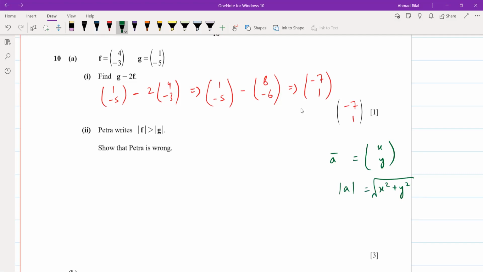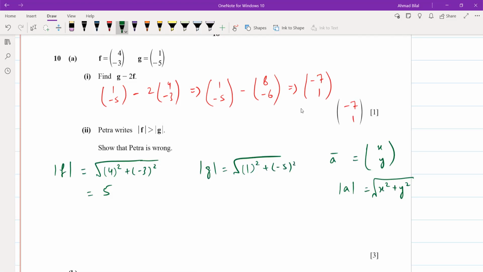So यहाँ पे दोनों के modulus निकाल लेते हैं. f का modulus क्या है? That is 4 का square plus minus 3 का square. That will turn out to be 5. Modulus of g क्या आता है? That is 1 का square plus minus 5 का square.